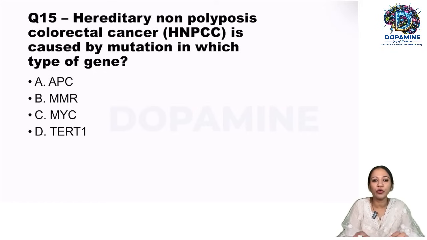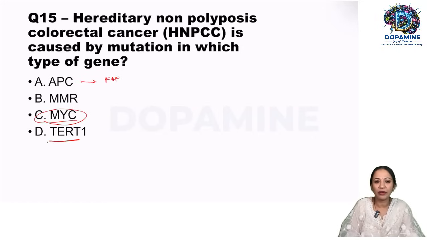HNPCC, hereditary non-polyposis colorectal cancer, is caused by mutation of what gene? In colorectal cancer, we have two things. One is FAP, familial adenomatous polyposis coli. Second is hereditary non-polyposis colorectal cancer, HNPCC. The first one, APC, is because of familial adenomatous polyposis. The MYC gene is very common in many cancers. This is something related to telomeres, which is not related to this particular scenario. MYC is also not there. It is the mismatch repair gene, MMR. Mismatch repair gene mutations cause HNPCC, which is hereditary non-polyposis colorectal cancer.